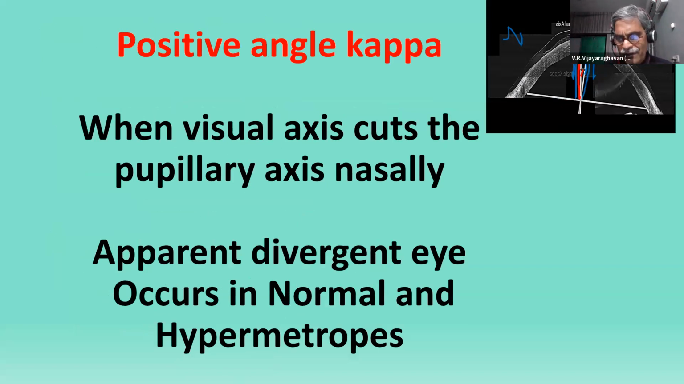Why do you need to know this? I'll tell you. Take, for example, hypermetropes. Hypermetropes, what happens normally? This person cannot see distance. He cannot see near also, unless he accommodates. A normal person uses accommodation only when he sees near, which means he has to converge. Whereas a person with hypermetropia accommodates even for distance.